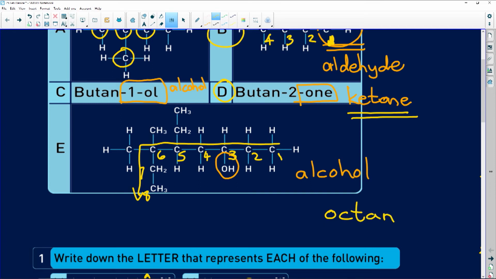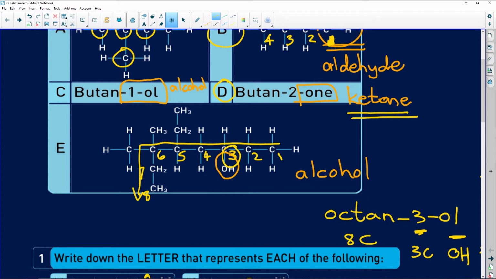But now we need to split it. We need to tell them that on carbon number 3 is the OH group. So it's octan-3-ol. It's octanol, but on the third carbon there is my hydroxyl group. And the longest chain has 8 carbons.